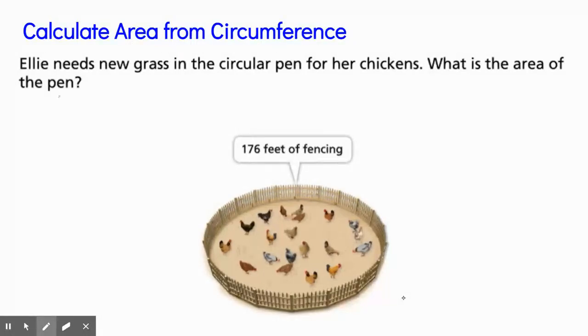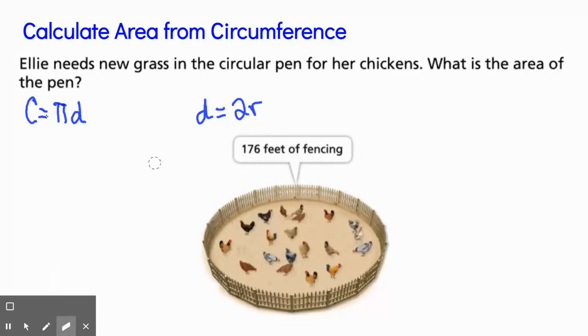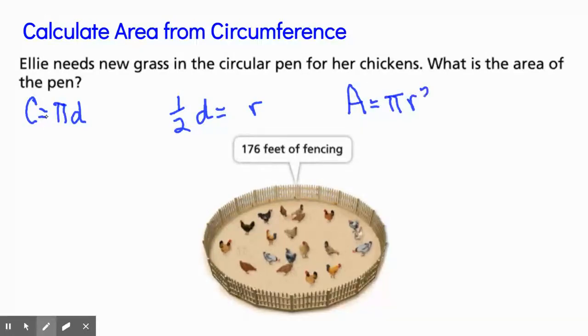So from the circumference, remember circumference equals pi times diameter. We're going to figure out the diameter. Once we have the diameter, we can figure out the radius. I'm going to use this. Half a diameter equals radius. Once we have the radius, we can figure out the area.